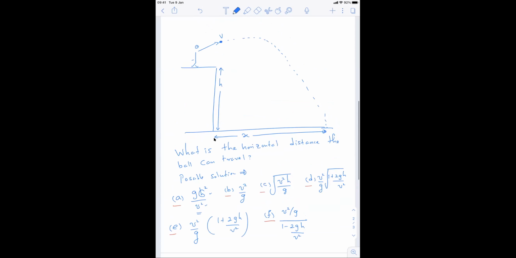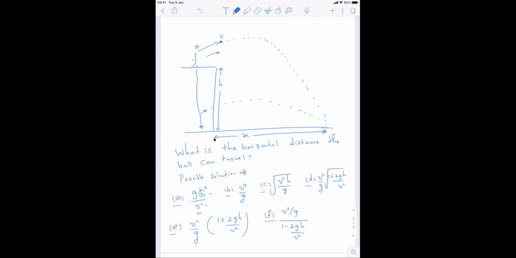if h equals 0, it means you basically take this man down to the floor and still he throws this ball, right? So once he throws it with some velocity, it should have some kind of horizontal distance, right? It will not be the same as when you throw it from here, but it should have some value, right? It should not be 0.